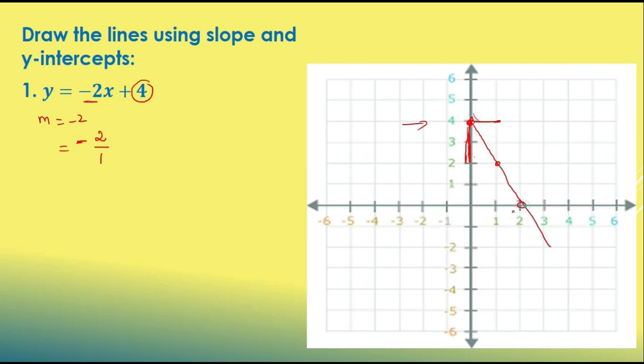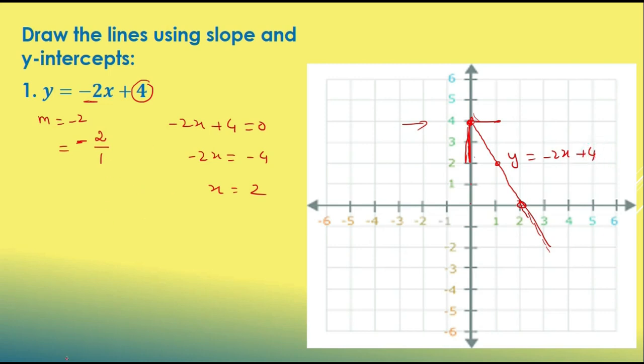If you want to know where it exactly meets the x-axis, put y is 0. When y is 0, it will be minus 2x plus 4 is equal to 0. Minus 2x is equal to minus 4. X is equal to 2. It meets the x-axis exactly at 2, isn't it? That's it. This is the line. This is y is equal to minus 2x plus 4.